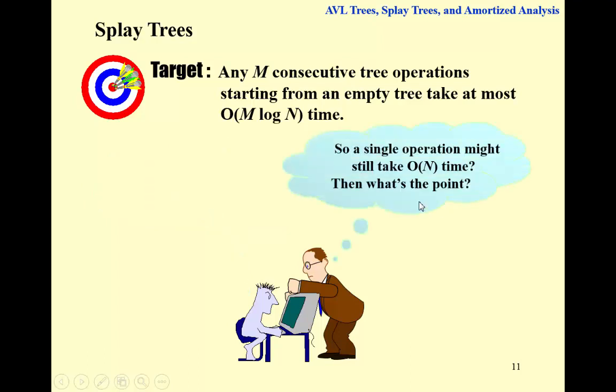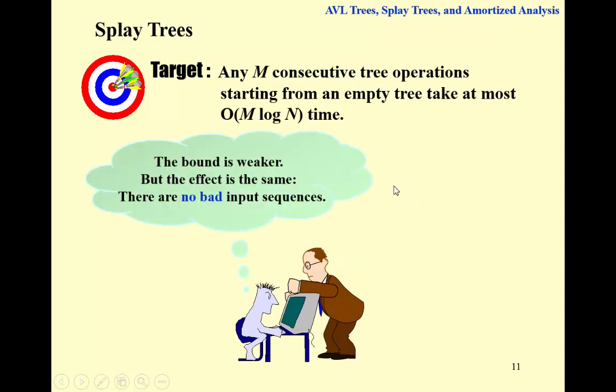But it means that even though the amortized time is log n, a single operation might still take the worst case, like linear time. Then what's the point? Well, the point is, although the worst case bound is weaker, big O of n, not log n, the overall effect will be the same, which means there are no bad input sequences. No matter in which order we do insertions, the total time would be the same as we have for AVL tree. The total time will still be m times log n, even though it's possible that for one operation it can be as bad as big O of n.